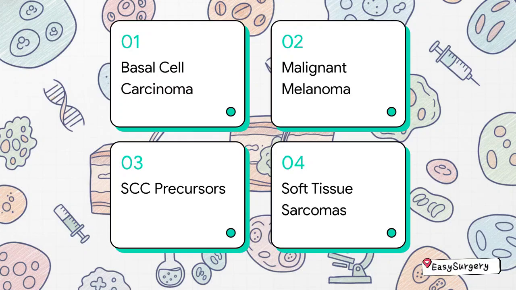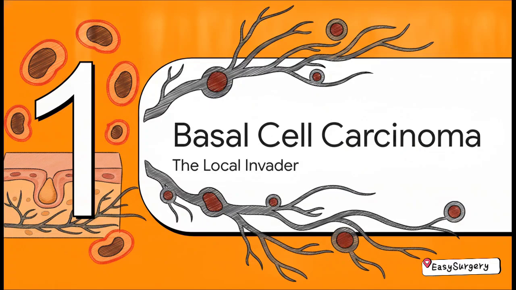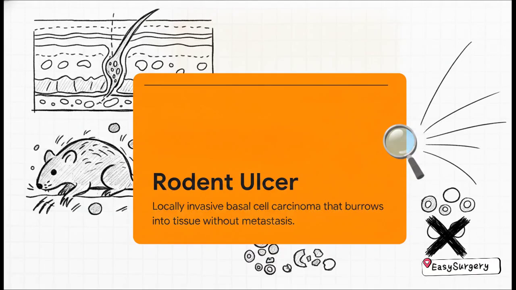We're covering basal cell carcinoma, malignant melanoma, squamous cell carcinoma precursors, and finally, soft tissue sarcomas. Four fast-paced topics. Okay, let's dive into our first section, basal cell carcinoma, or as we're calling it, the local invader. So a major, absolutely crucial defining term you need to know right off the bat is the rodent ulcer.